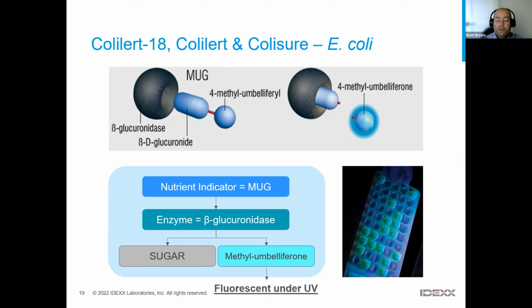So within one product, we can actually determine the number of coliforms and also specifically E. coli. All of the yellow wells will be coliform bacteria, and if they're yellow and fluorescent, we have E. coli in the sample.